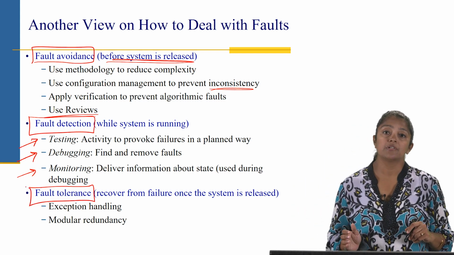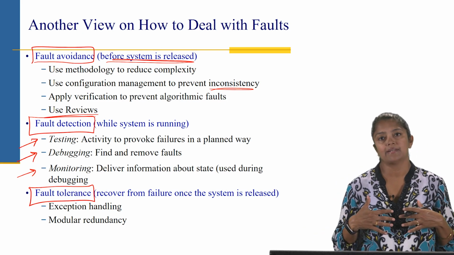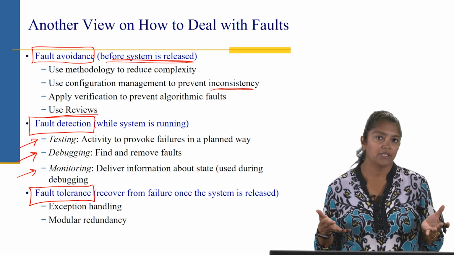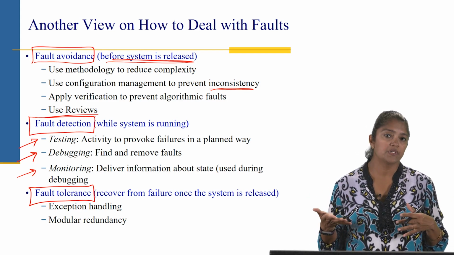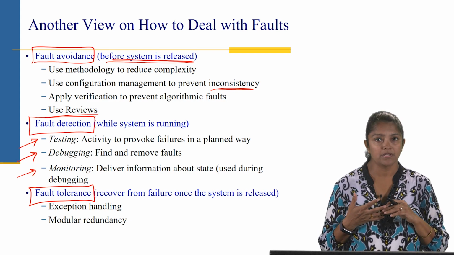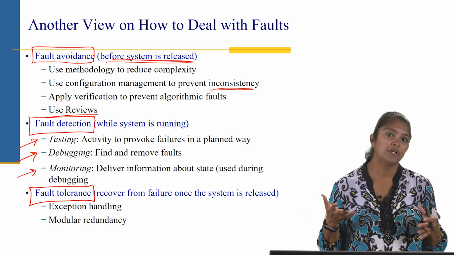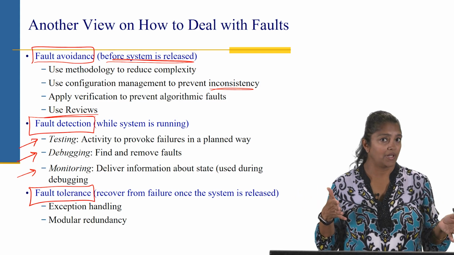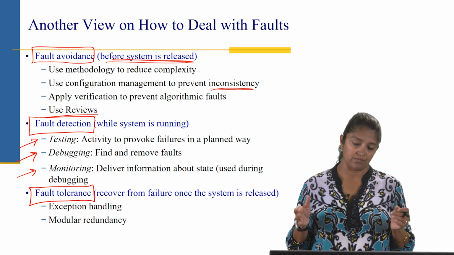The third technique is fault tolerance. So this is basically now, say a failure has happened. Now how do we recover from that failure? And typically this is once a system has been released. So this is where things like exception handling and modular redundancy come into picture. So basically the failures have happened, but then can we build a system that is so tolerant that the user won't even realize that a failure occurred, or it won't affect the user?